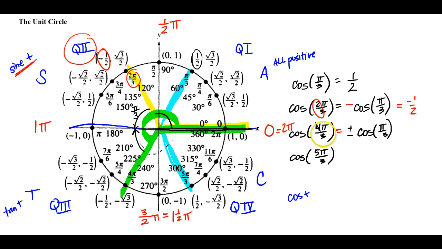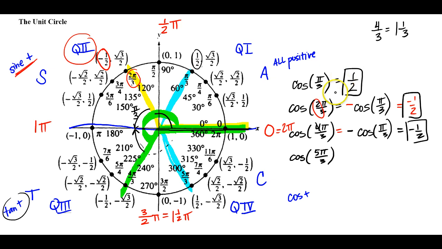And sometimes students have a hard time with this. Sometimes this is easy for them. So if this is easy for you, then just move on. But if you don't know where 4 pi over 3 is, let's think about it as a mixed fraction. 4 over 3 is like 1 1/3. So if this is 1 and this is 1/2, then 1 1/3 would have to be down here in quadrant 3. So if I'm in quadrant 3, only tangent is positive, so that means cosine has to be negative. So my answer is again negative 1/2.